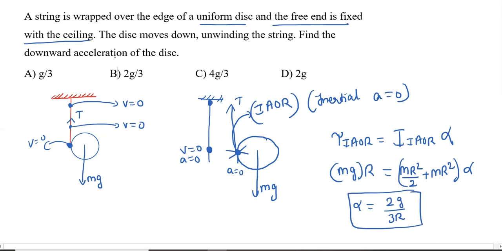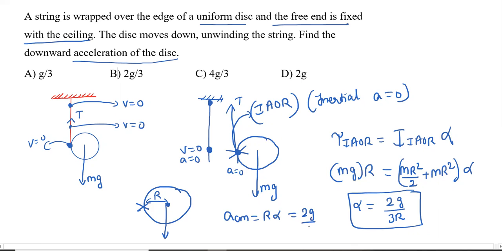But in the question they are asking us to find the acceleration of the disk, the center of mass acceleration, which means the acceleration of the center of mass of the disk. So this is IAR, it's a pure rotation about IAR. Any point's acceleration is distance times alpha. The radius is r here, the distance of the center of mass from IAR is r. So the acceleration of the center of mass is simply r alpha, which is 2g by 3 meters per second squared.